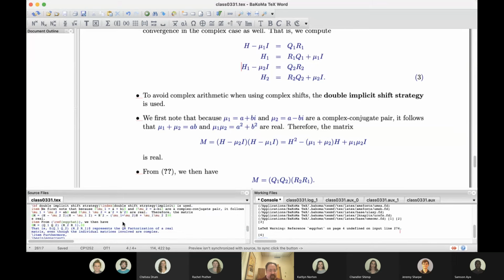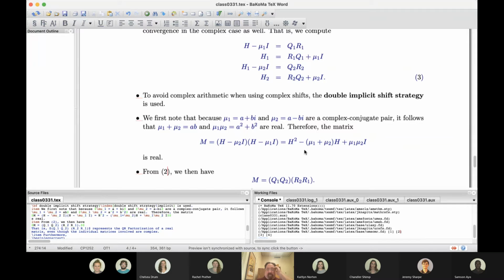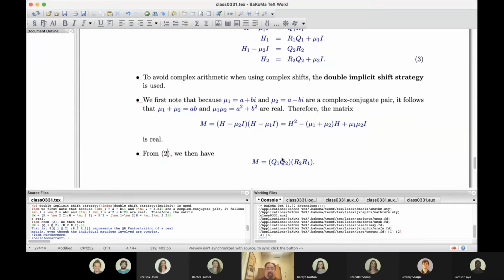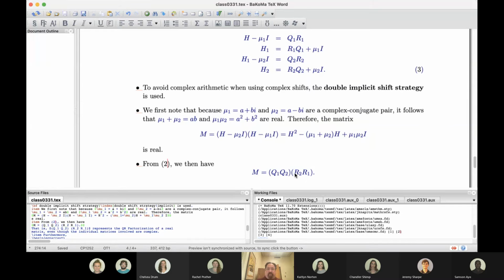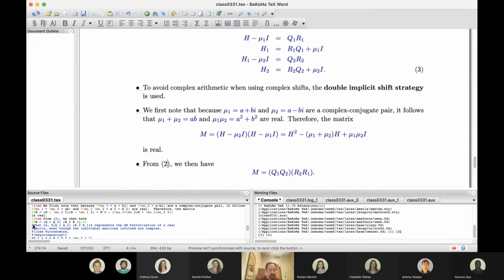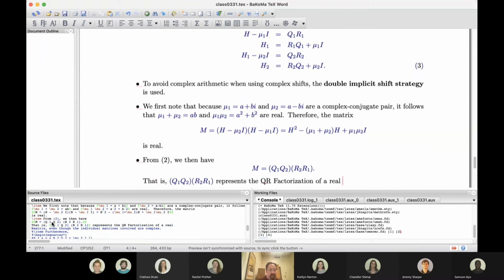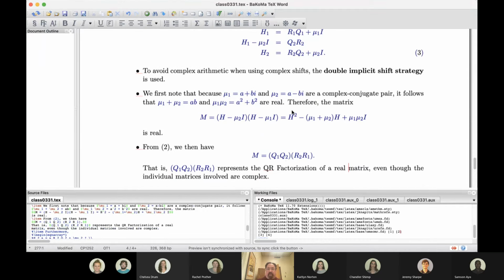Okay. So this should say equation 2 from before. That M can be expressed as the product of the Q's from these 2 iterations times the product of the R's from those 2 iterations. Now, why this matters is since M is real, Q1 and Q2 are orthogonal. They come from a QR factorization.